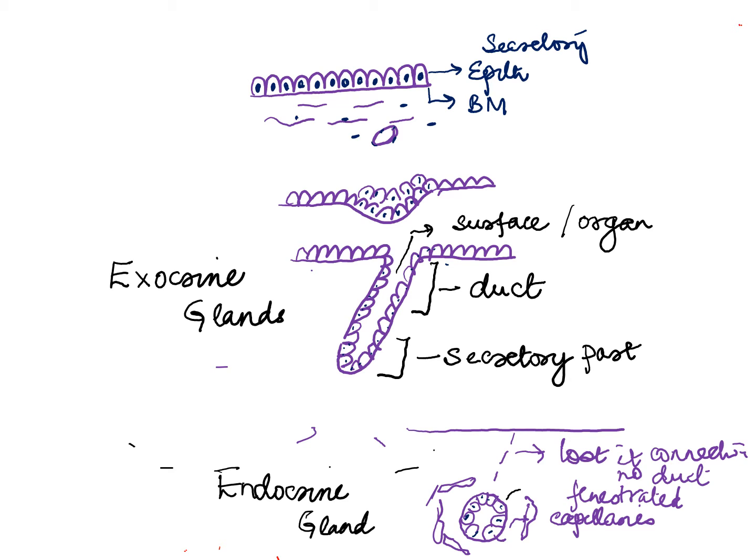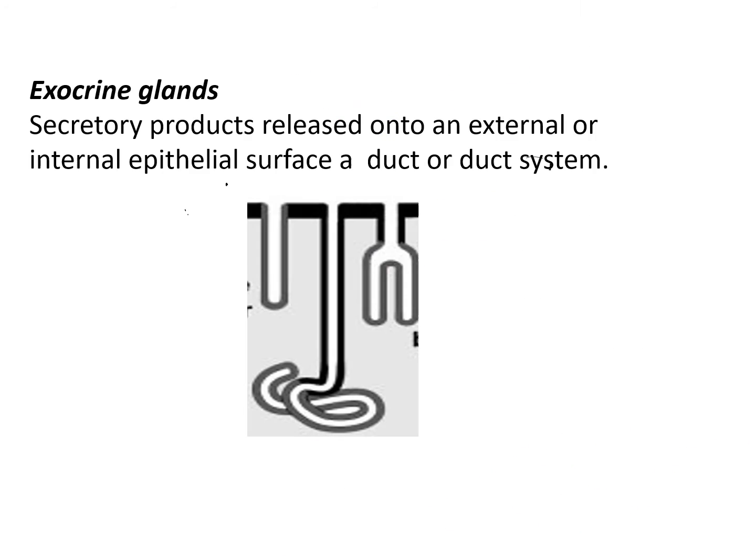So on the basis of the mode of secretion, the glands are classified as exocrine glands. These are glands which drain their secretion by means of a duct, or endocrine glands which release their secretion directly into the blood vessels. These secretions are known as hormones, and they go and affect distant organs. The exocrine glands, again, release their secretory products, which could be proteins, they could be enzymes, which are proteins, they could be lipids, for example, by the sebaceous glands, or they could be a mixture of both, onto an external or internal epithelial surface. That is, either they secrete their secretions on the outside to the surface or into another organ by means of a duct or a duct system.